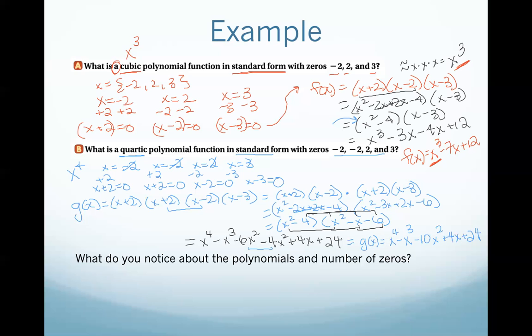Now we already mentioned this a little bit, but part A gave us an x cubed, and we have 3 zeros. Part B, we get an x to the 4th, and we had to use 4 zeros. So I'd like you to make an observation on Edpuzzle of any connections that you're seeing here with the degree of the polynomial and the number of zeros that that polynomial has.